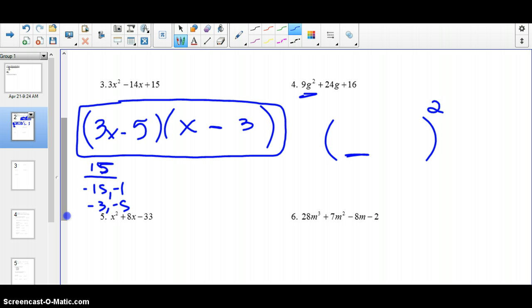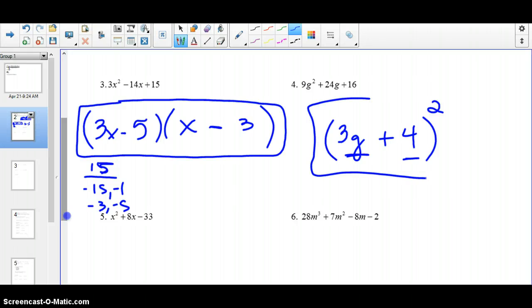Your first slot that goes here is the square root of the first term, so 3g. In the last slot goes the square root of the third term, which would be 4. Now for the sign, if all 3 signs or 2 signs are positive, then you have positive here. If you had a negative right here, let's say you had that negative, then the sign would have been negative.